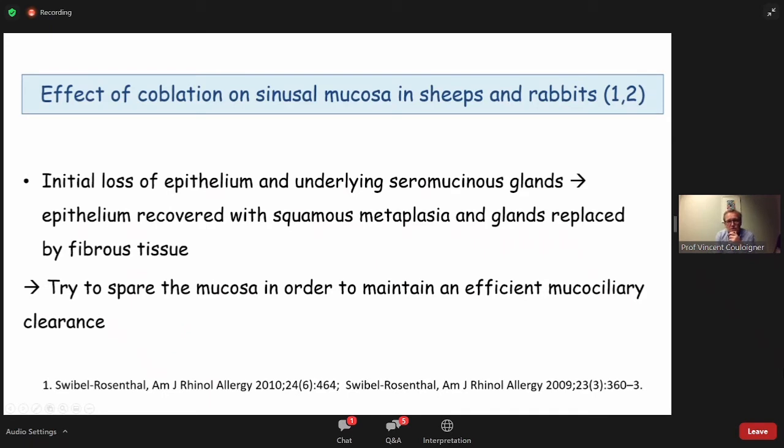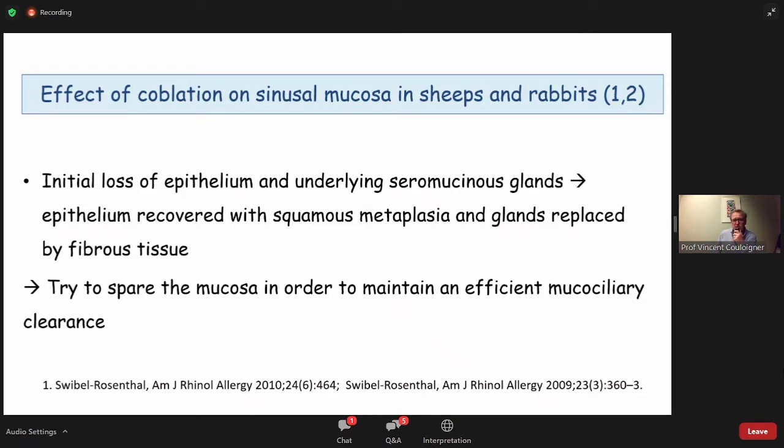There was also an animal study of coblation in the sinusal mucosa in sheep and rabbits, and the authors found that there was an initial loss of epithelium and of the underlying seromucinous glands using this coblation. So the epithelium recovered with squamous metaplasia, and the glands were replaced by fibrous tissue.